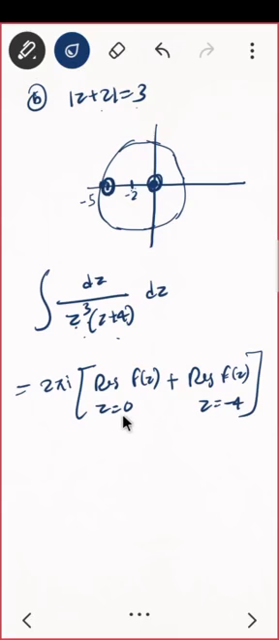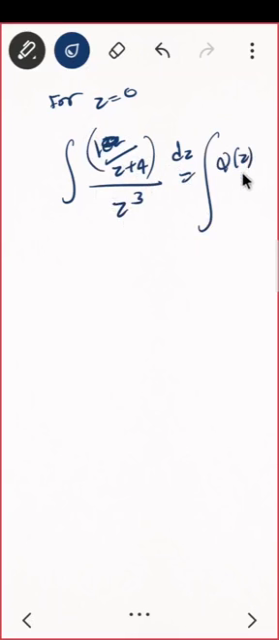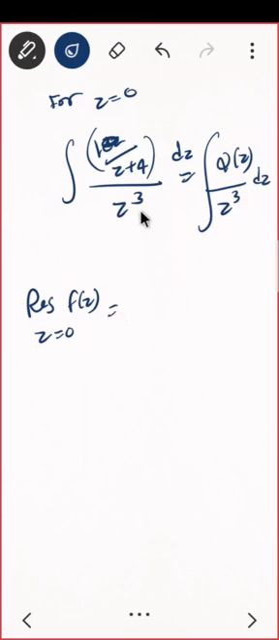So for residue at z equal to 0, how will you find it? For z equal to 0 you have to write your function like this, dz upon z plus 4, with 1 upon z cube, correct? So use the theorem. This is my phi, phi of z upon z cube dz. What is the formula? Do you remember the residue formula? Residue of f of z at z equal to 0: here the power is 3, so reduce it by one, so power 2, meaning it will be phi second derivative at 0 upon 2 factorial.